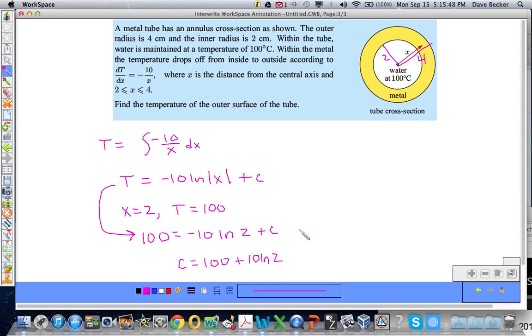And so therefore, I now get T equals negative 10 natural log of x. Why did I not include the absolute value? Can anybody tell me? x is going to be greater than 0, so there's no need for it. Correct. Plus C, so that's plus 100 plus 10 ln of 2. And it probably would have been nice if I wrote T of x here.